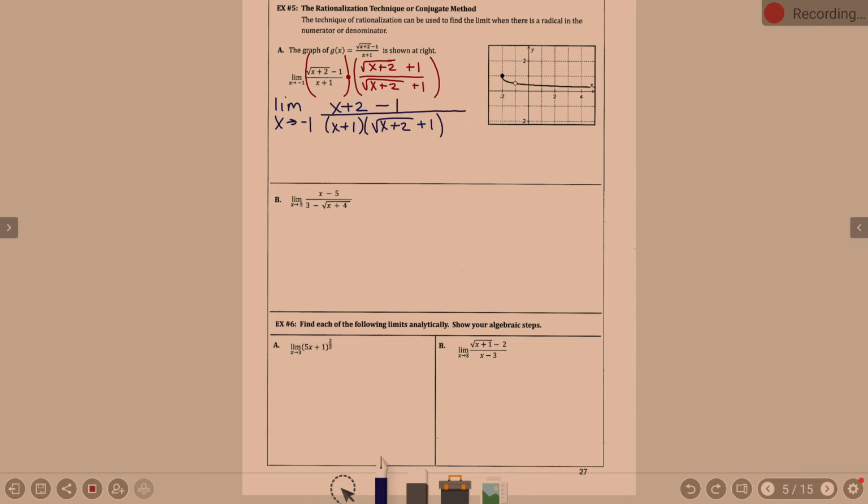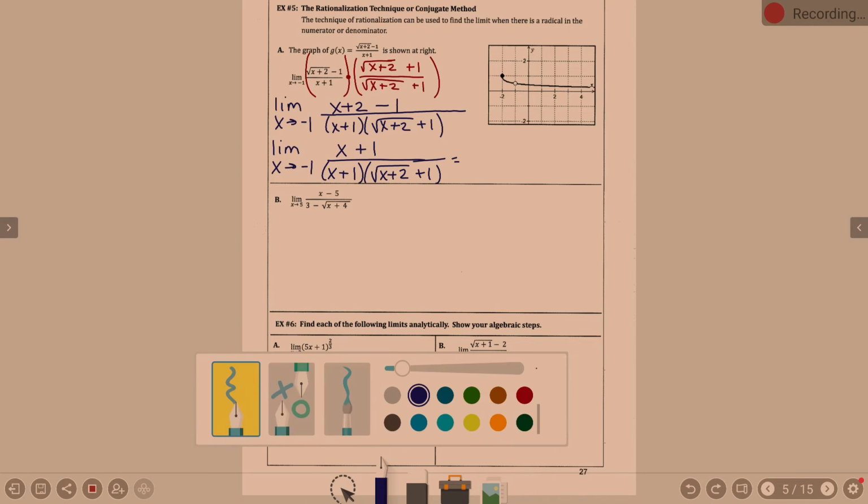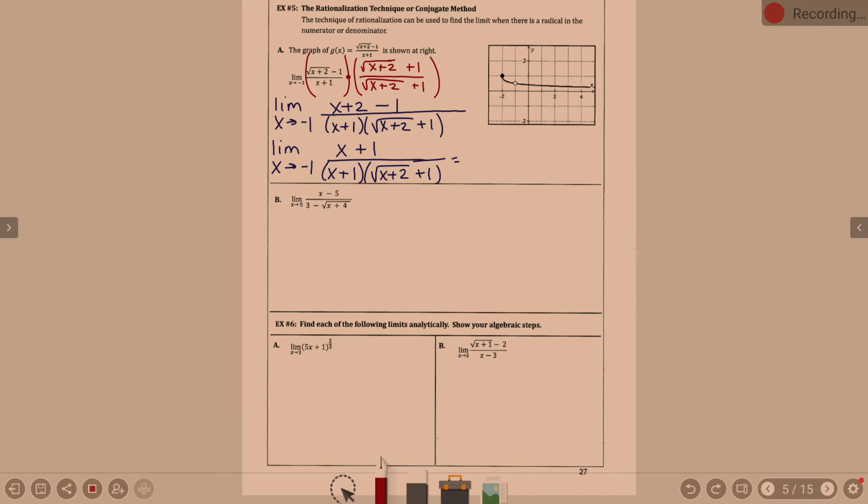And so the little bit of cleanup I can do is in the numerator. Limit as x approaches -1 of 2 minus 1, so x plus 1. Denominator, x plus 1 and square root of x plus 2 plus 1. Do you see it? We created something that cancels, didn't we? So x plus 1 cancels with x plus 1.